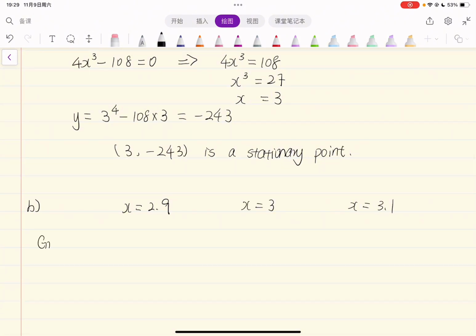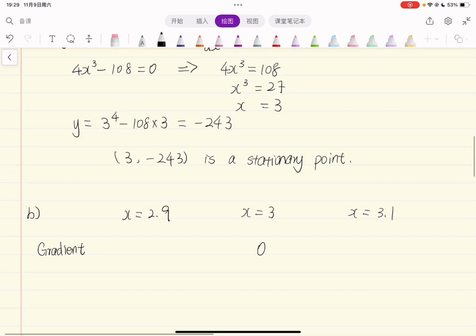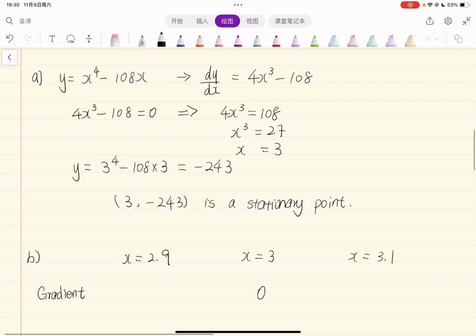Now we need to find the gradient at these points. We know that when x equals 3, the stationary point has gradient 0. So we fill in 0. Now we need to fill the rest of the table. We know that dy over dx equals 4 times x cubed minus 108. So we substitute the value of x into the gradient function.